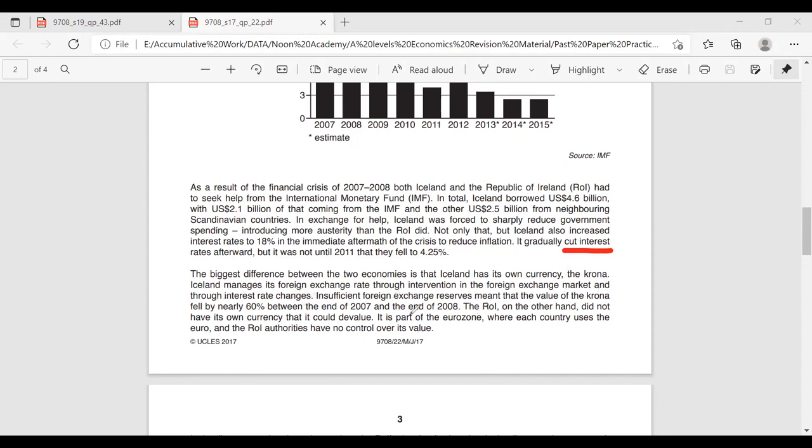Insufficient foreign exchange reserves meant that the value of krona fell by nearly 60% between the end of 2007 and the end of 2008. The Republic of Ireland, on the other hand, did not have its own currency that it could devalue, right? So what currency would ROI be using? Any guess, students? It is part of the Eurozone, where each country uses the euro and the Republic of Ireland authorities have no control over its value.